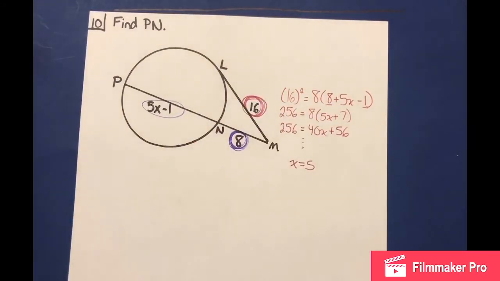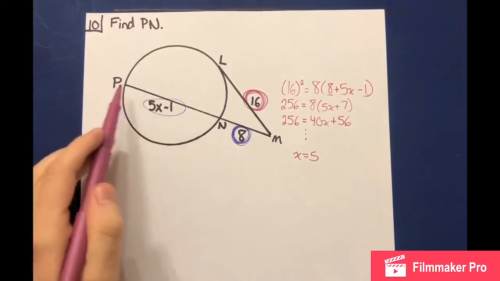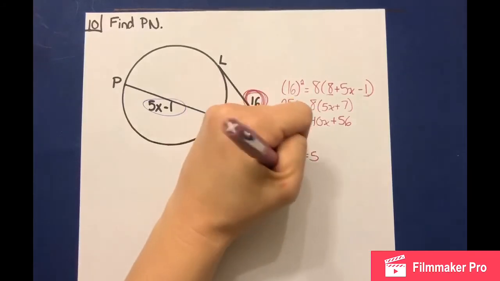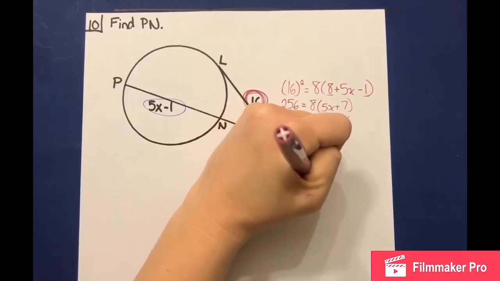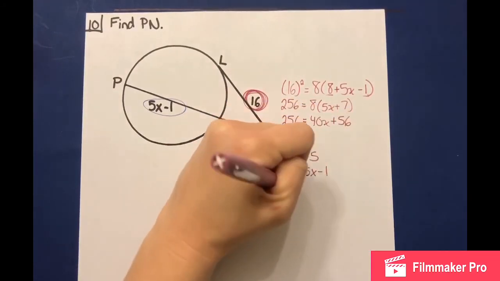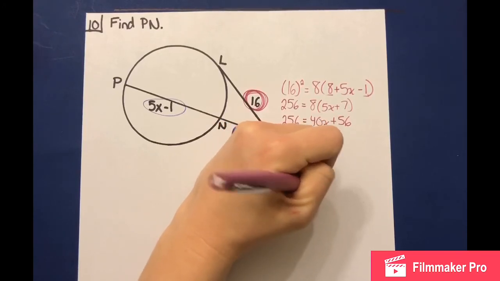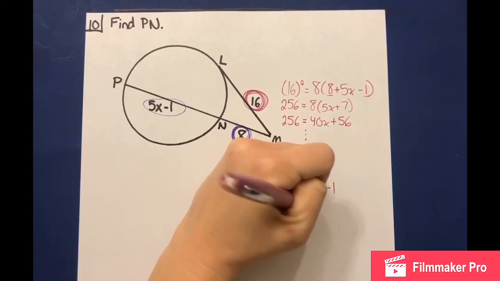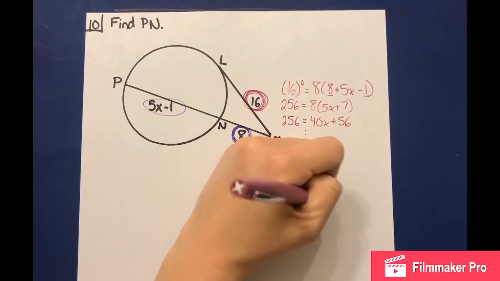We're not actually done yet. They want PN here. So I look, what is PN? It's just this segment right here that's labeled as 5x minus 1. So I have PN equals 5x minus 1. PN, if I substitute that 5 in for x, it's 5 times 5 minus 1. So my answer, PN, ends up being 24. Circle that. Put it down at the bottom.